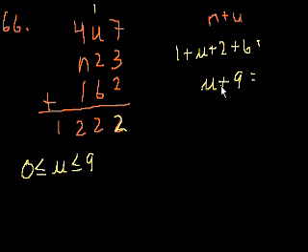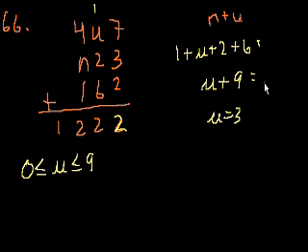So the only next thing above 9 that ends in a 2 is 12, right? Because you can't get to 22. To get to 22, you would have to add 13, and u can't be 13. So this has to be a 12. So u has to be equal to 3, right?